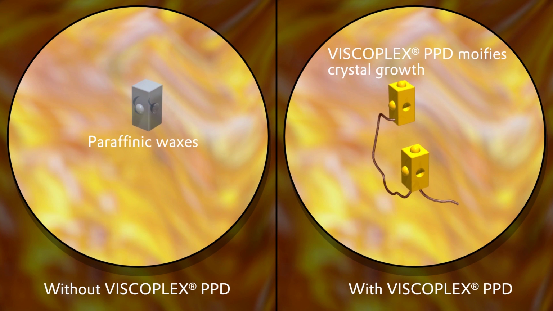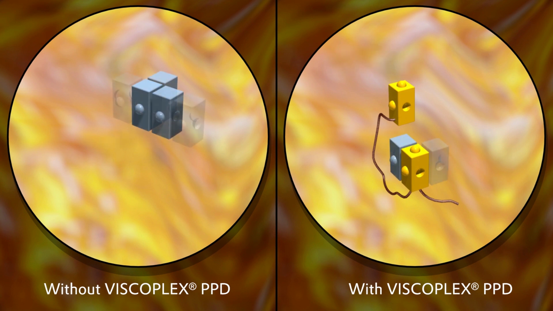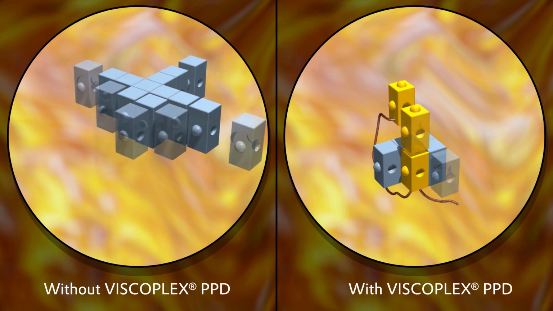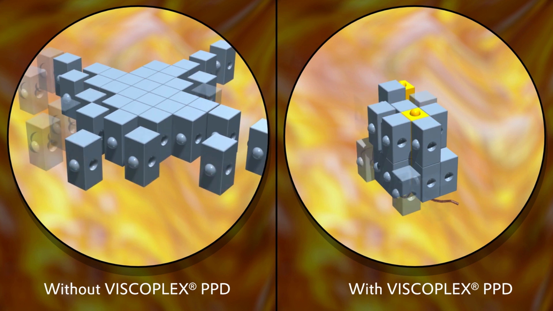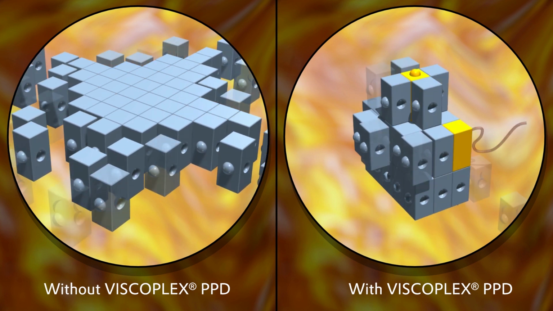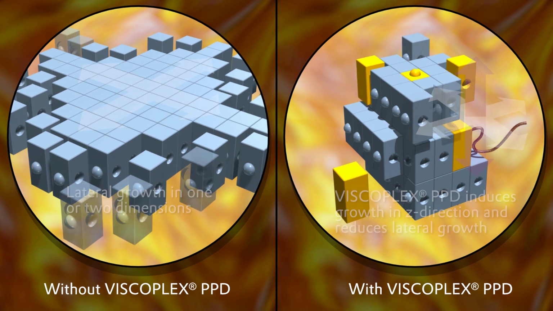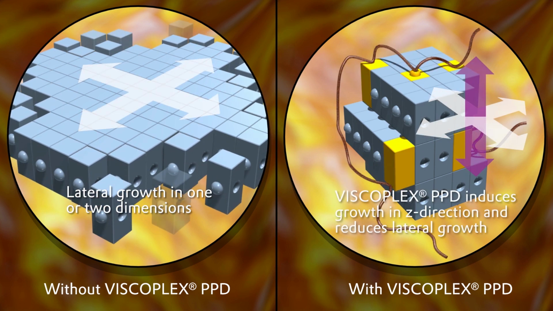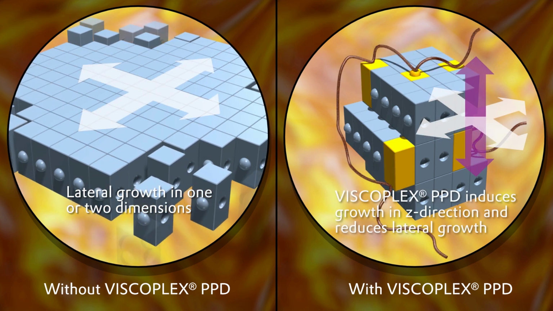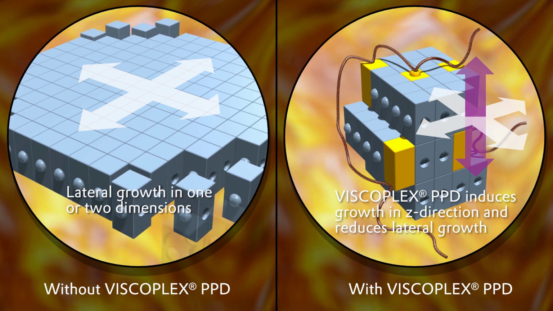The paraffinic side chain of VISCOPLEX PPDs, identified by the yellow block structure on the right, interacts with wax molecules and mediates wax crystal growth. Optimal fluidity is achieved as the PPD composition matches with the wax characteristics of the oil and effectively disperses wax as a group of small crystals.